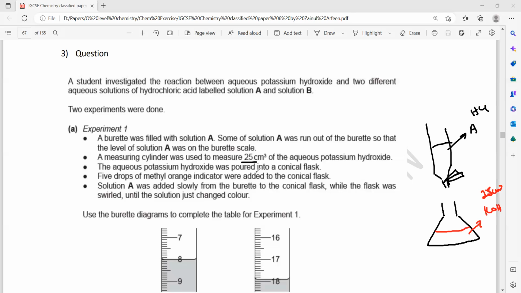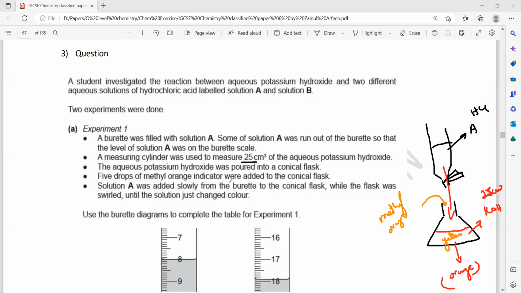Then a few drops of methyl orange indicator were added. What will be the color of methyl orange initially when we add it to the conical flask? Yellow in alkali. So because we have methyl orange, the initial color will be yellow. But when we add an acid, when we add hydrochloric acid, neutralization happens and it becomes orange. So it will turn from yellow to orange. So the initial color is due to the alkali and the final color is due to the acid, because initially in the conical flask we have an alkali and then we are adding an acid.